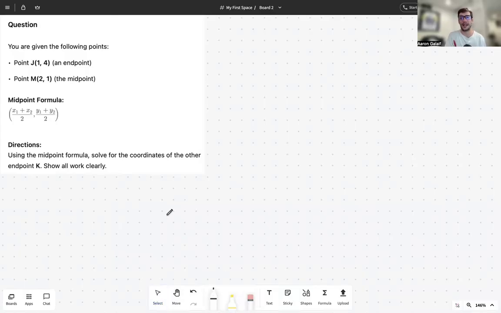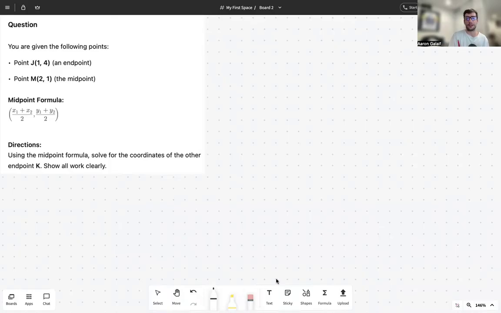In this video, we are going to go over how to solve for an endpoint when you are given one endpoint and one midpoint. So basically, instead of being given two endpoints and finding the midpoint, we're going to be given an endpoint and the midpoint and find the other endpoint. We have another video that goes over a shortcut method. However, we're going to go through the formula method in this process.